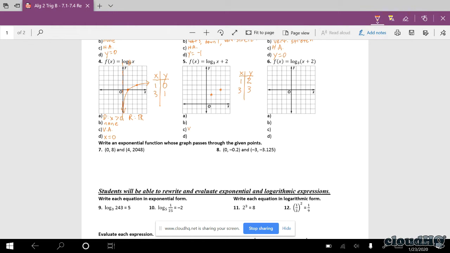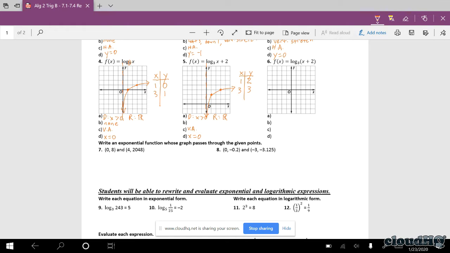I still have a vertical asymptote because it's a log. I do not have an h value, so it doesn't get shifted horizontally. So x equals 0 is still my asymptote. Now I can connect the dots from my graph. Domain, x is greater than 0. And my range is all real numbers.